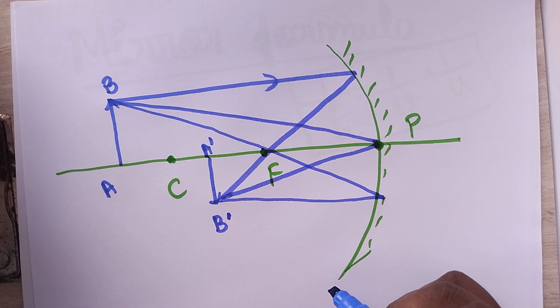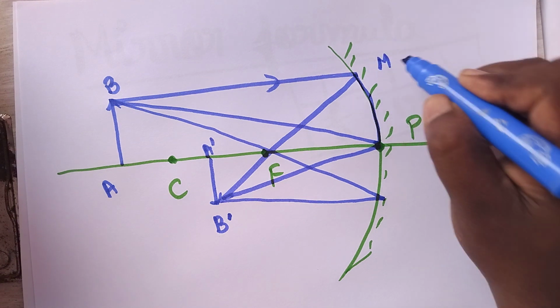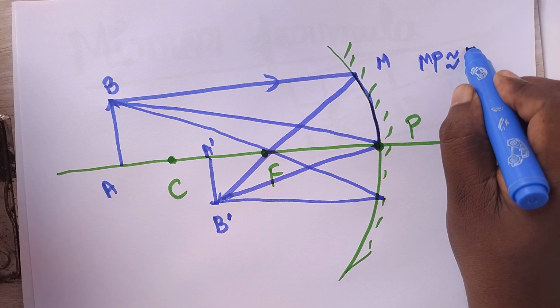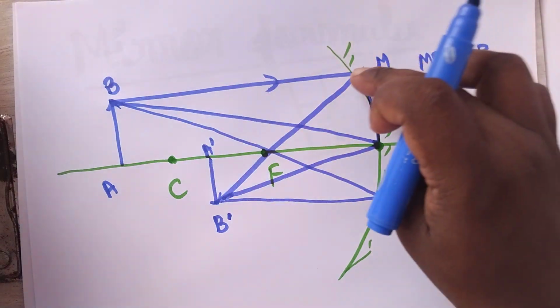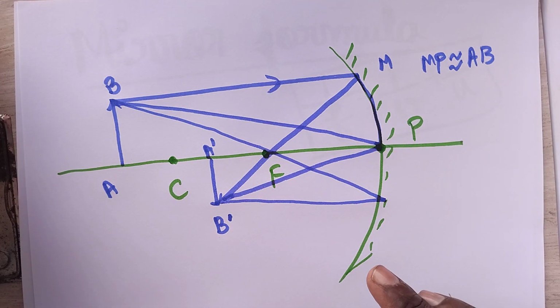Now this is going to be M. I am taking MP approximately equal to AB. See, MP is approximately equal to AB. This is a little curved, so there will be a millimeter difference only, but these two will be equal.